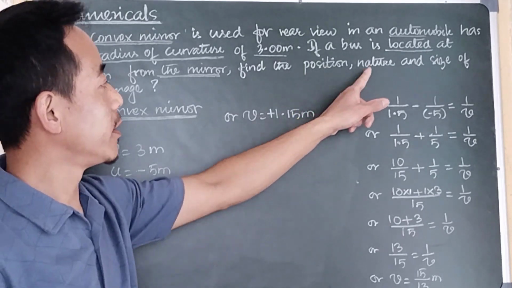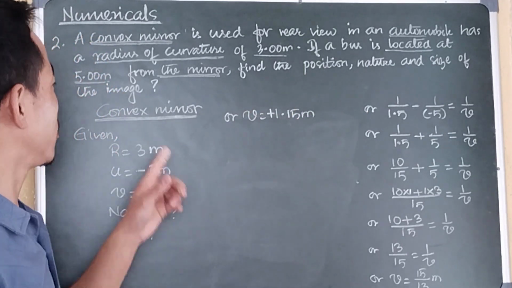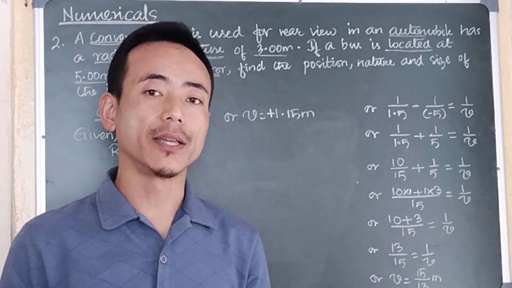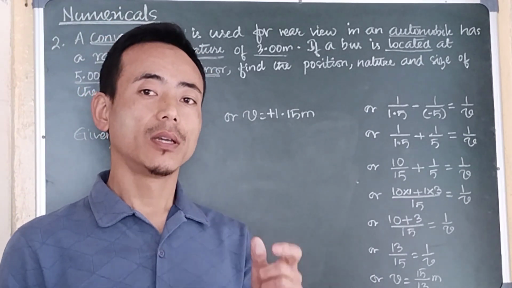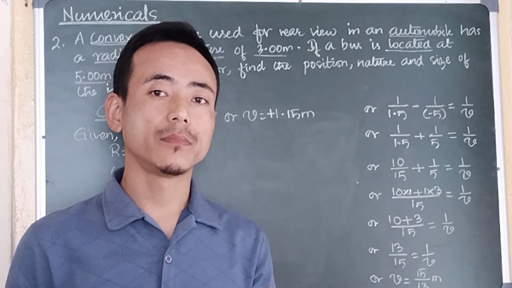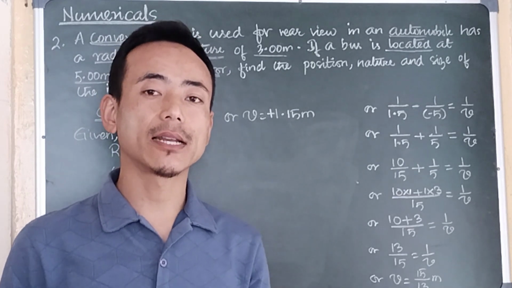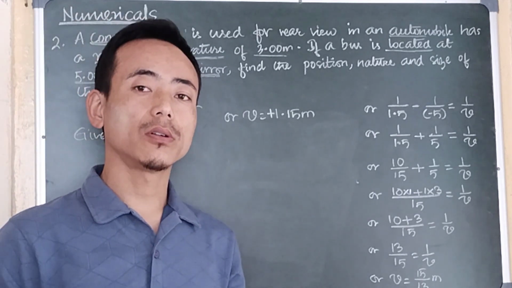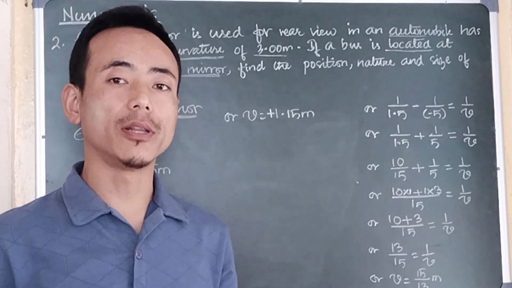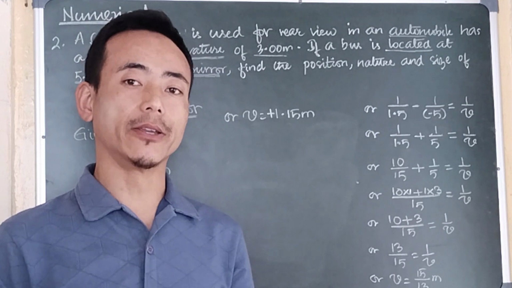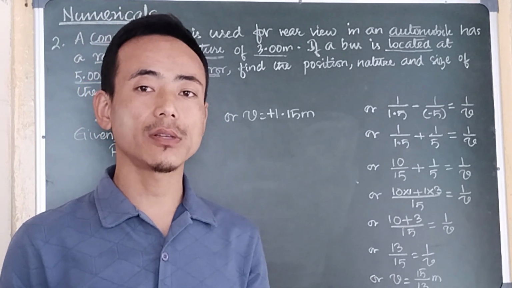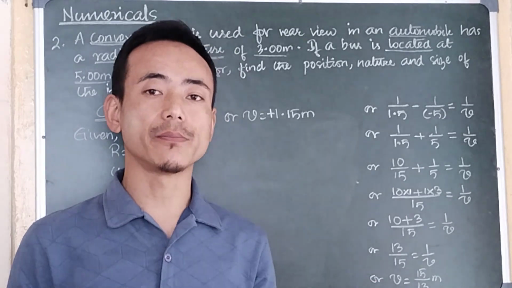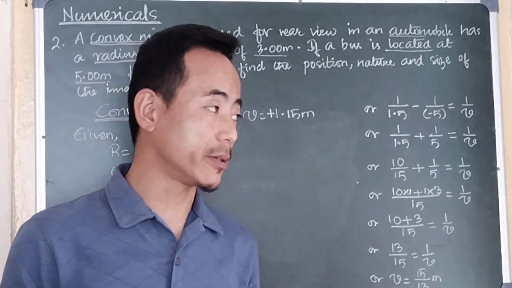Now, before we write the nature, let's see the size of the image. Now, in order to calculate the size of the image, we can use two formulas. If we have the value of m and height of the object, then we can easily calculate the height of the image. But here, height of the object is not given. So, let's use the formula m is equals to minus v by u. So, from there we get the magnification, and magnification will tell us the size of the image, whether it is magnified or whether it is diminished.